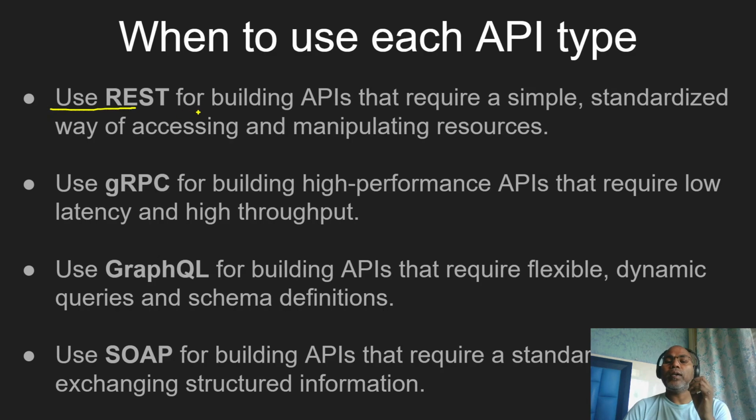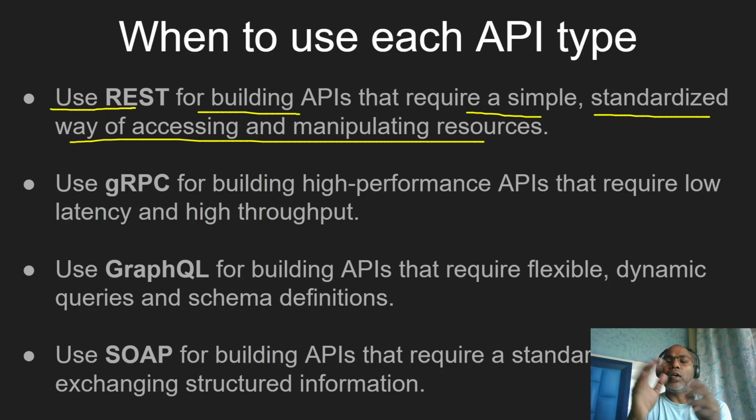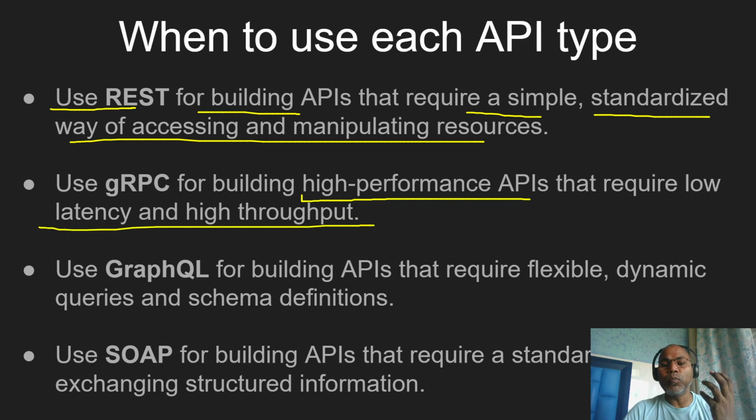Whenever you are building an API, REST is a quite simple, standardized way of accessing and manipulating resources, where resources might be customer, user, payment, order, inventory, product. These are the basics: you want to create, update, delete. So REST is a very good way to start building APIs. Okay, but somehow for inter-microservice communication, you want a very high performance API that requires very low latency and high throughput. In this case you can go with gRPC.